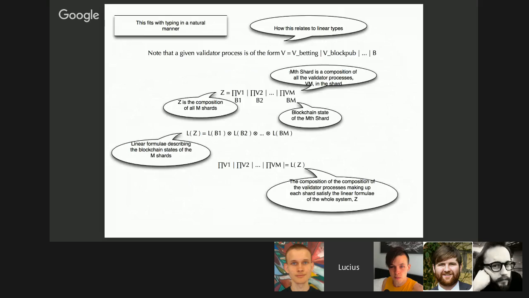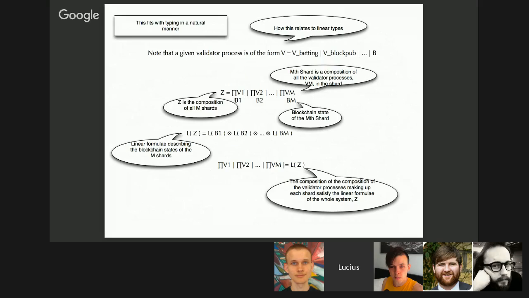And now, how does this fit with typing? In the past, about a year ago, I wrote this paper, Linear Types Can Change the Blockchain. Now I'll show that this actually fits with the whole type checking approach. Each validator is really a parallel composition of its subcomponents, right? There's a piece of the validator that's handling the betting, there's a piece that's handling block publication, and so on. And there's a piece of the validator that represents its understanding of the blockchain state. So that's a kind of decomposition of what V looks like.